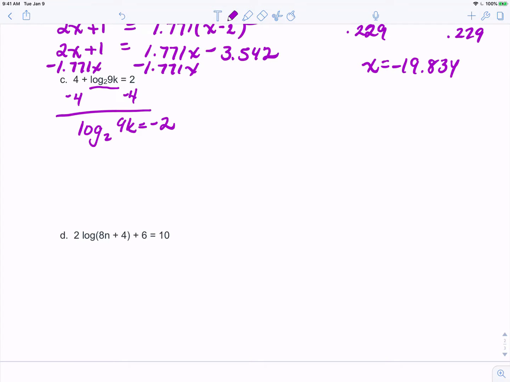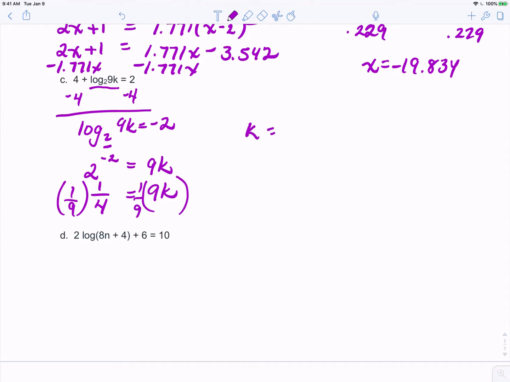Now, the way you get rid of a log is if there was 1 on each side, we could cross them both out. If there's only 1 log, the only way to get rid of it is to rewrite the equation using exponents. So here's our base. 2 to the negative 2 power is equal to 9k. Or in other words, 1/4 is equal to 9k. To solve that equation, you divide both sides by 9, or in other words, multiply by 1/9. And so we find out that k is equal to 1/36.